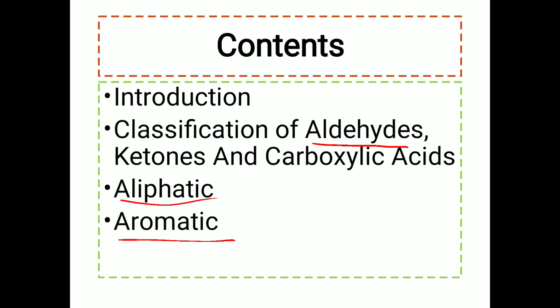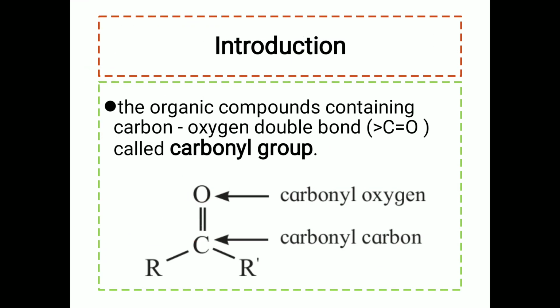Now first of all we see what is meant by aldehydes, ketones or carboxylic acids, and why all these are placed into the same group. The reason behind that is that all the aldehydes, ketones and carboxylic acids are members of the carbonyl group family. Now this is the structure of the carbonyl group, that means the organic compound containing the carbon-oxygen double bond is known as the carbonyl group.